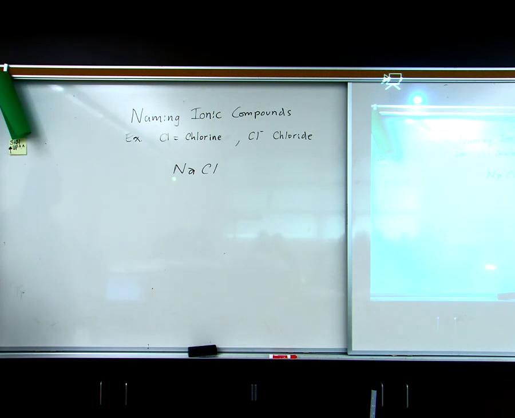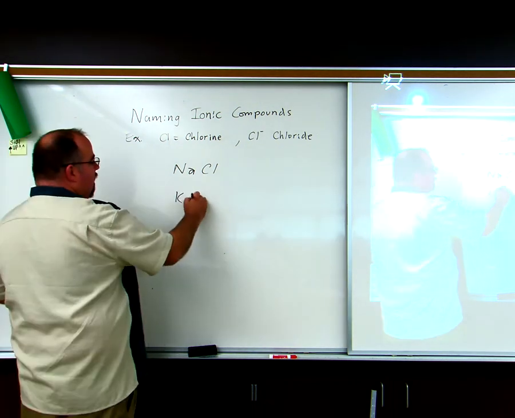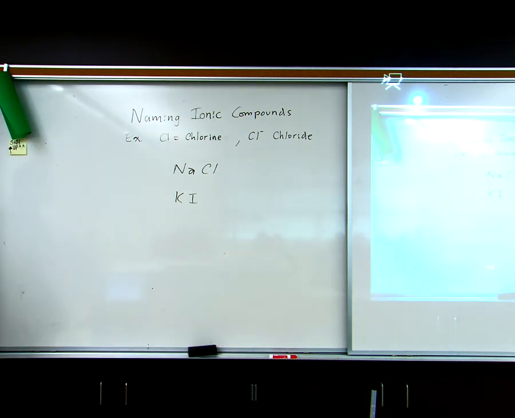So this is sodium. We say sodium chloride, not sodium chlorine. When it becomes an ion, the anion changes its name from its natural name to -ide. So let's try another one. What about KI? Potassium is K. What's I? Iodine. So what do you think its name becomes? Potassium iodine? No, remember you add the -ide to the end. Potassium iodide. That's correct. Very good.